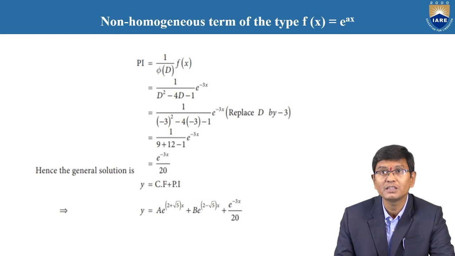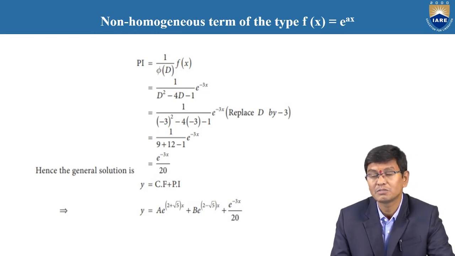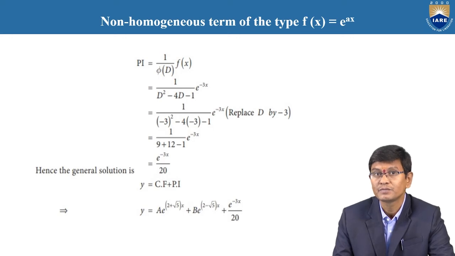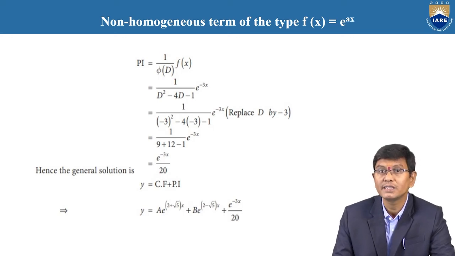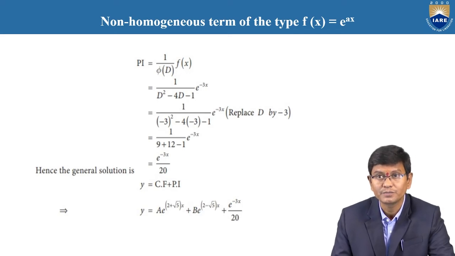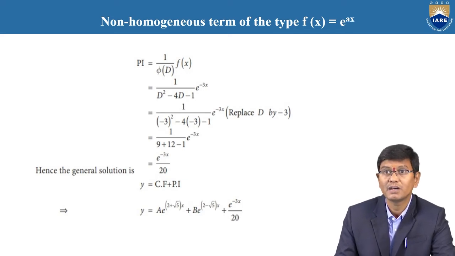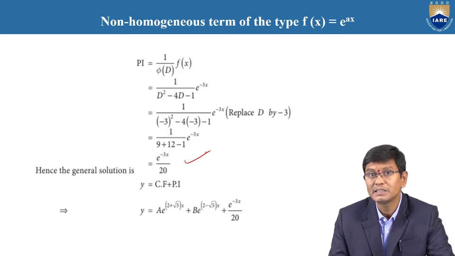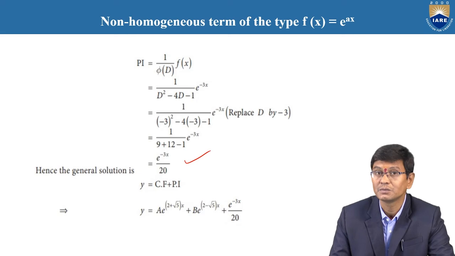Now we need to find the particular integration, that is 1 by d square minus 4d minus 1 into e power of minus 3x. Here a is equal to minus 3, the replacement of d is equal to a, that is minus 3. By replacing all these values, you obtain e power of minus 3x by 20, where the denominator is not equal to 0.